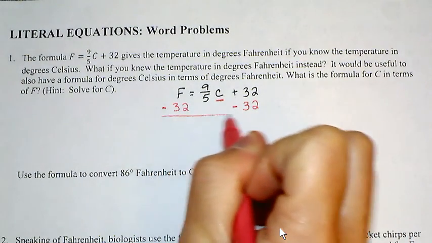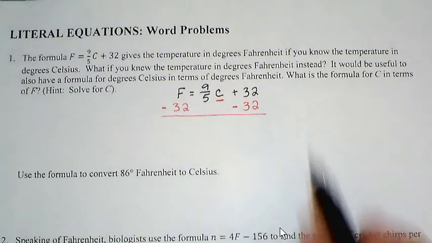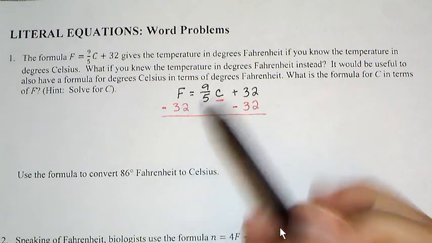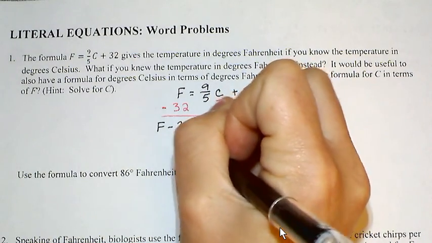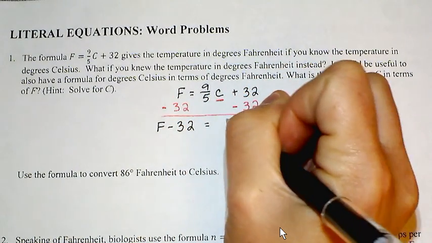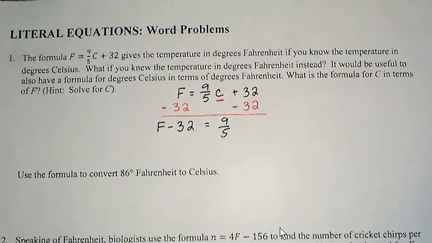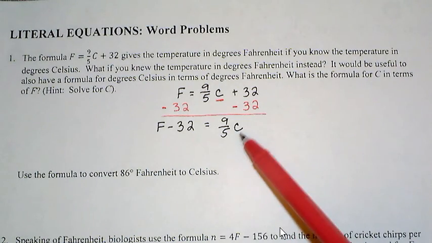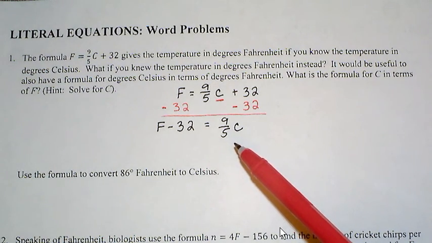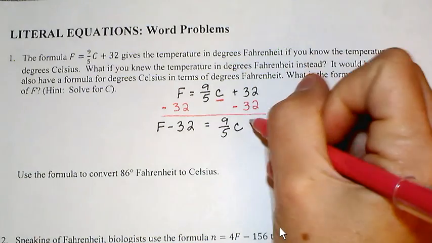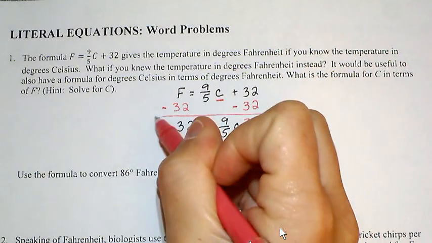And now we cannot actually subtract F minus 32. They're not like terms, but I can write that as an expression. So F minus 32 equals 9/5 C. Now the next step, I'm multiplying C by 9/5. Now I could divide by 9/5, but dividing fractions gets a little bit complicated. Instead, I'm going to multiply by the reciprocal.